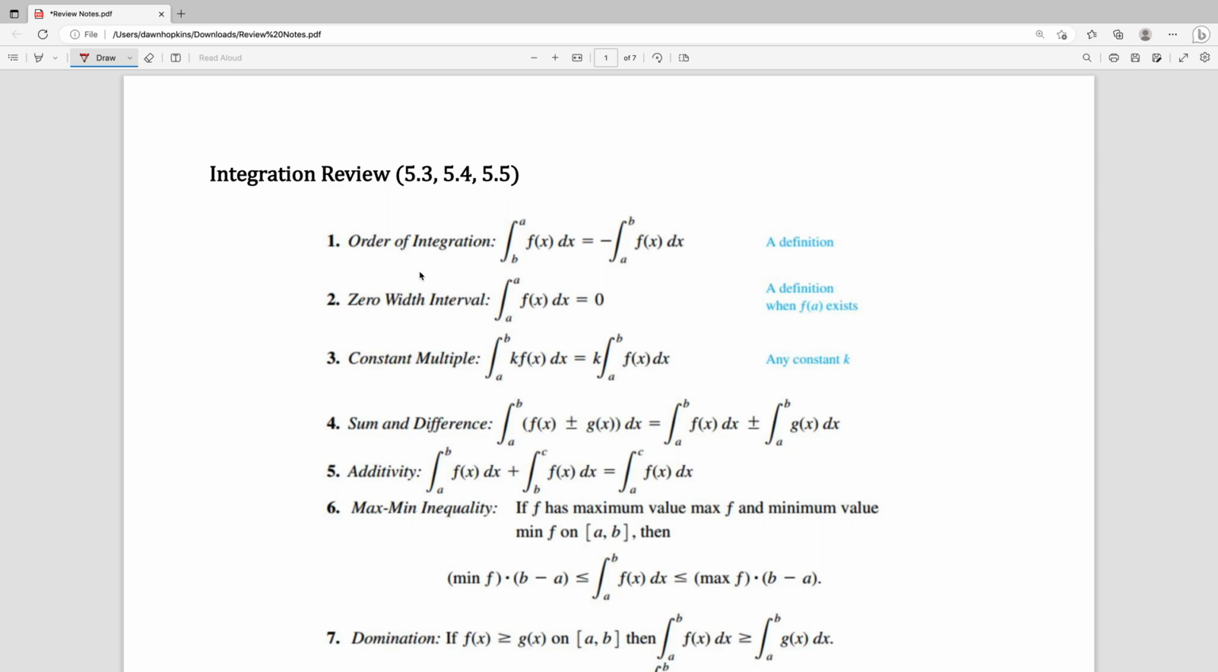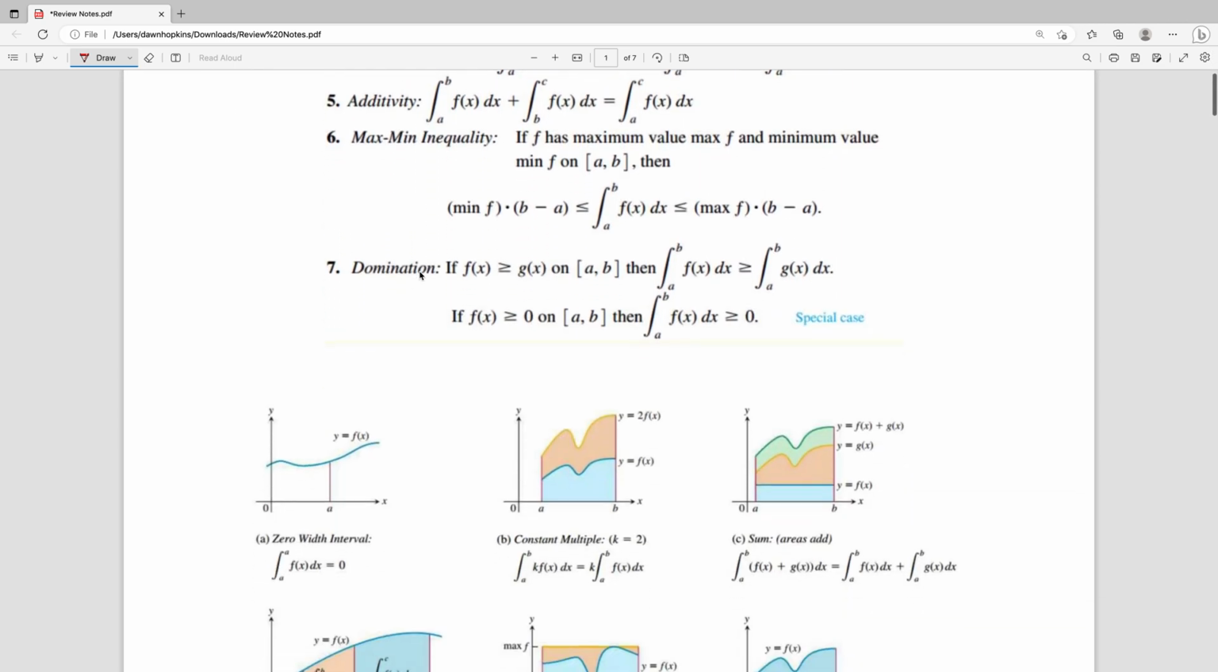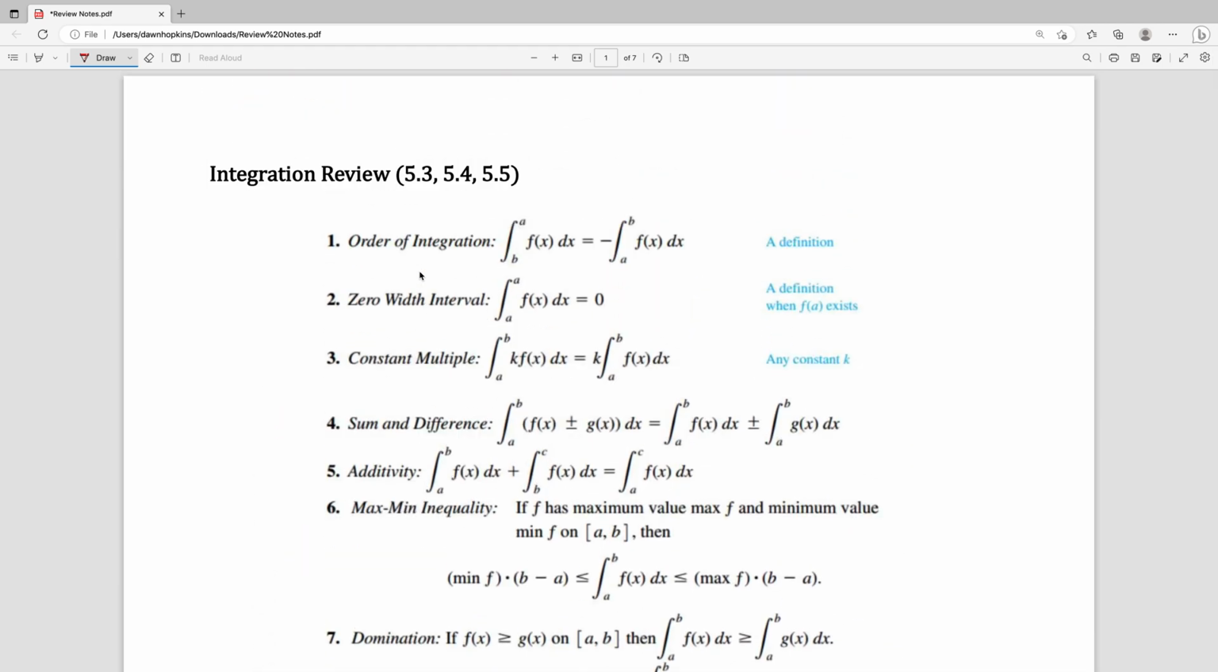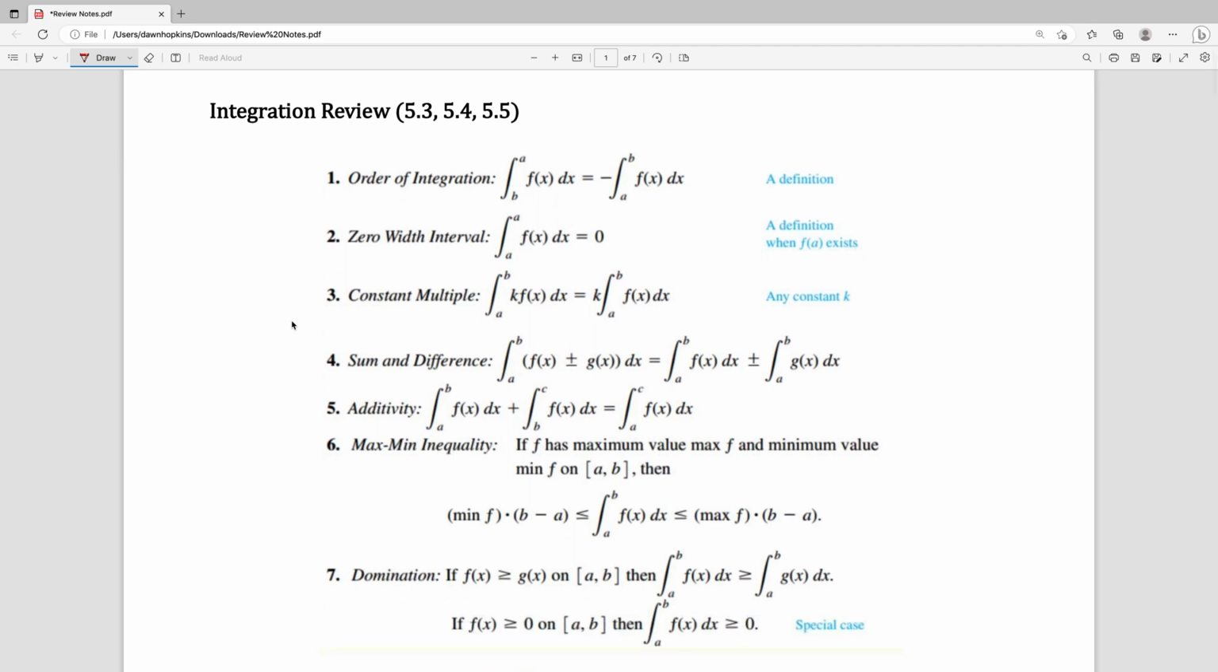We're going to start here with a few different properties. When you are integrating, there's a few things that are going to come in handy from time to time, and there's 7 properties that are here on the first page. And I do have pictures of most of them at the bottom of the page. The ones that we will use the most often are going to be numbers 3 and 4.